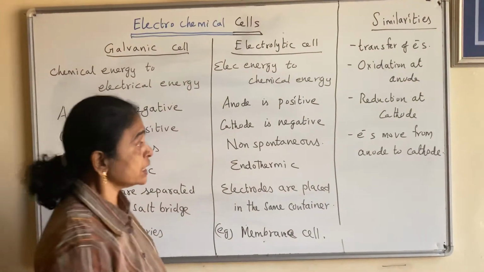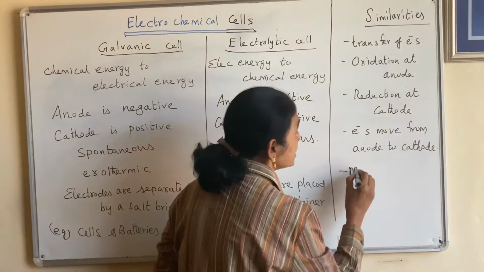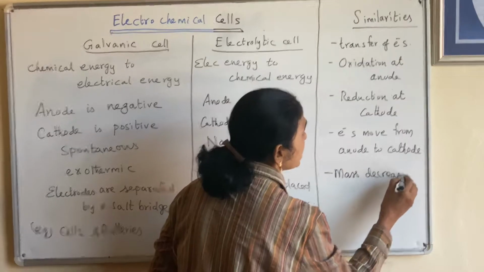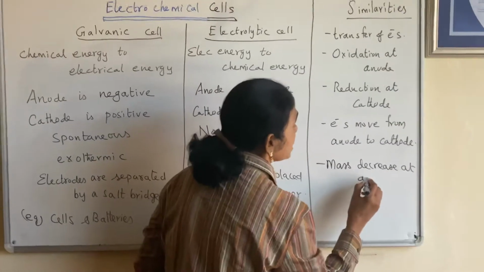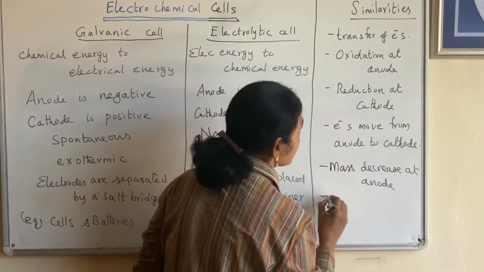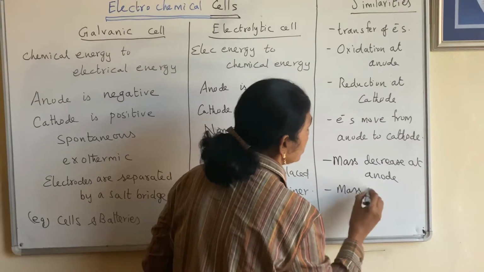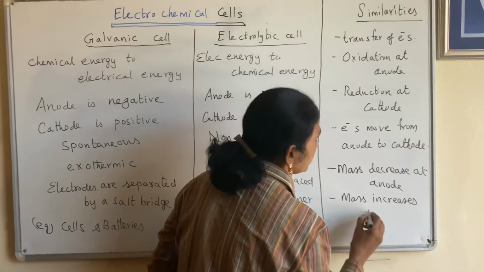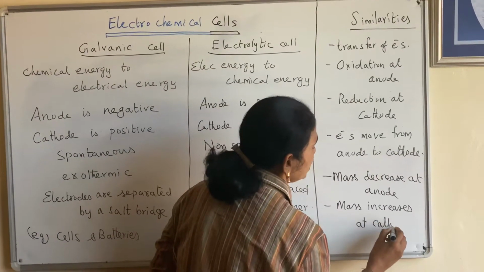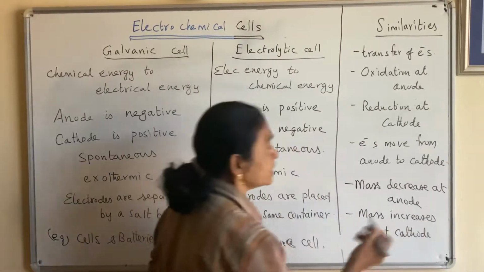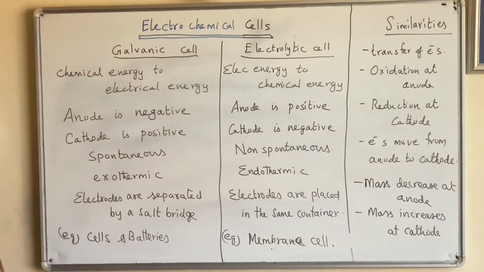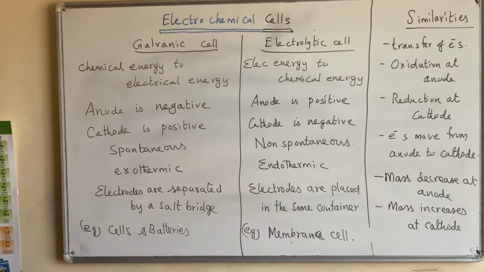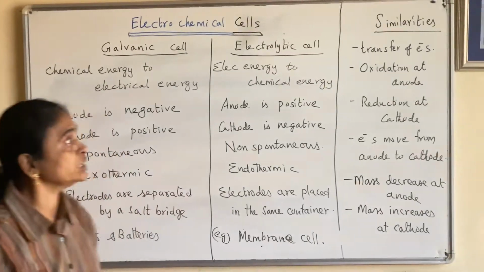Even the mass decreases at the anode, that is also very common. Mass decreases at the anode and mass increases at the cathode. This is also very common. If a solid is produced at the anode and cathode, sometimes you will also get gases. Now, electrons always move from anode to cathode. These are the similarities between these two cells.